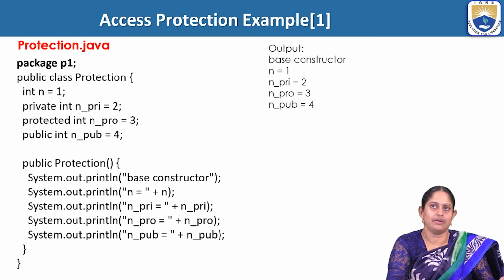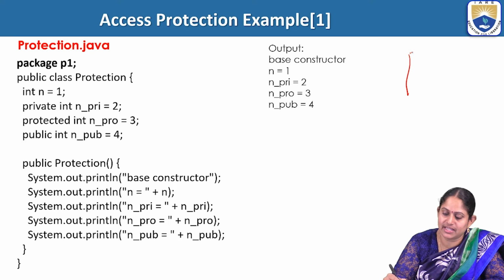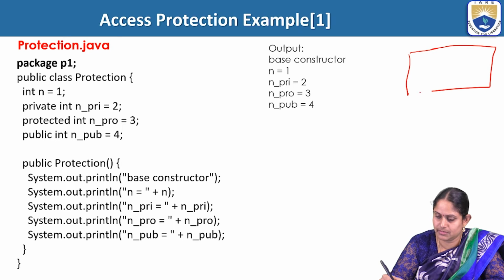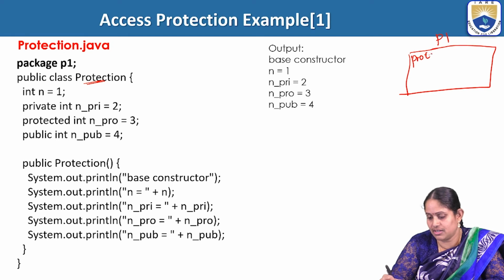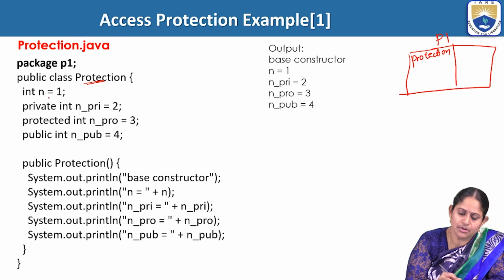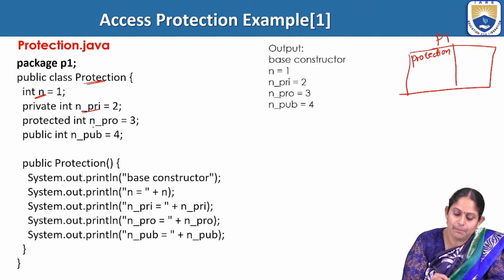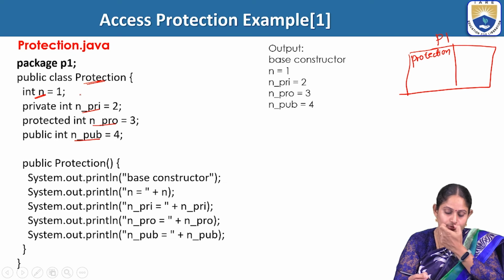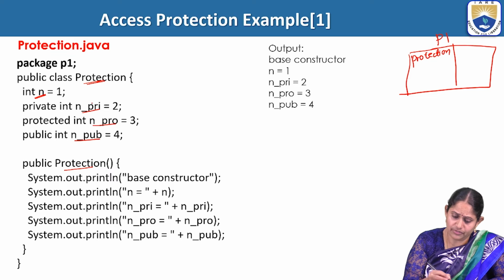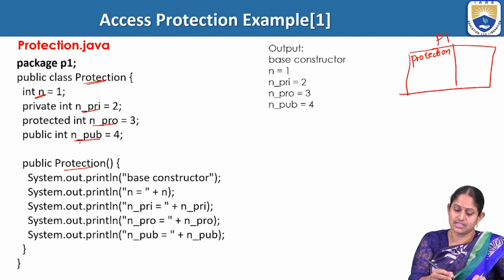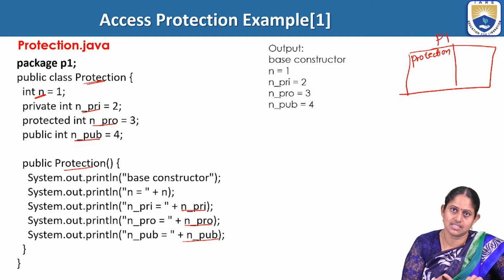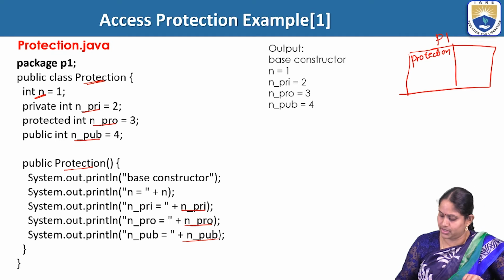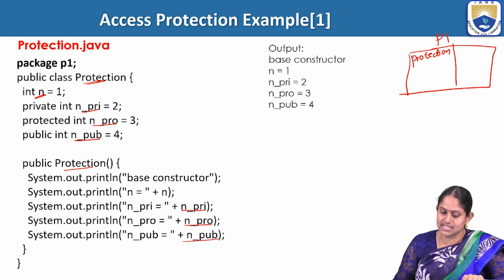Now let's look into an example of providing access protection. Here we have the package P1. Inside the package P1, we have a class named Protection. Inside Protection, we have a default variable n, a private variable, a protected variable, and a public variable, set to values 1, 2, 3, and 4. Inside the constructor of the Protection class, it can access all the variables including private. So it can display the default, private, protected, and public variables. When you create an object, it will invoke the constructor and you will get this output.